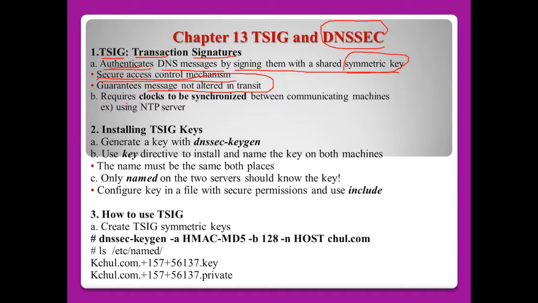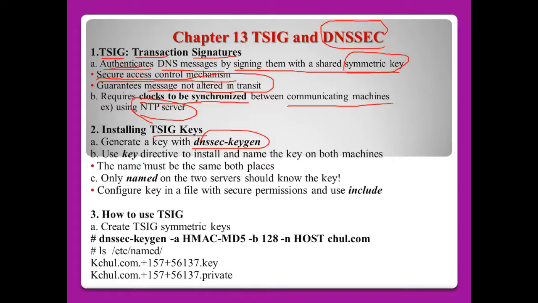If you want to use TSIG, first, it requires the clocks to be synchronized between the communicating machines, for example, using NTP servers. And number two, installing TSIG keys. Normally, we use the DNS security key generator to create these transaction signature keys.